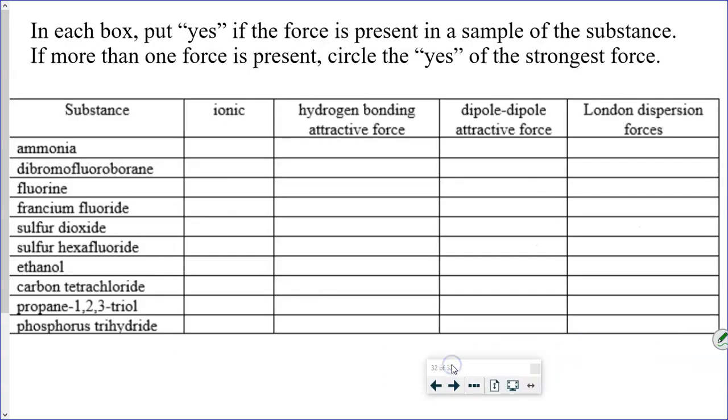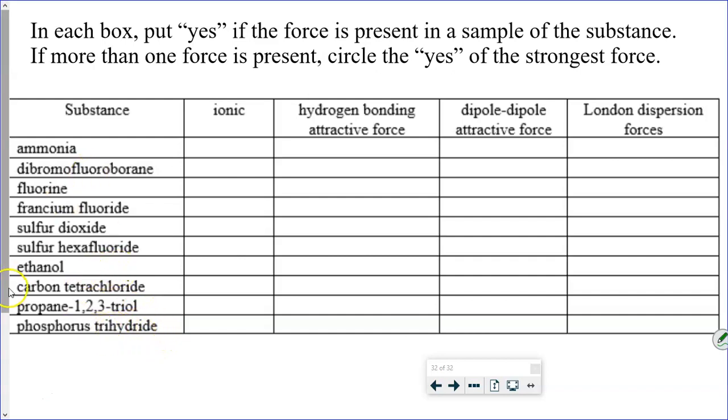Okay, we're on to the final table. What I would like you to do is I'm going to draw up the shape for some of these, because I did not provide the formulas here. I'm sure you would like to know what, for example, ethanol is, or what propane-1,2,3-triol is, because I have a hunch you don't know that offhand.